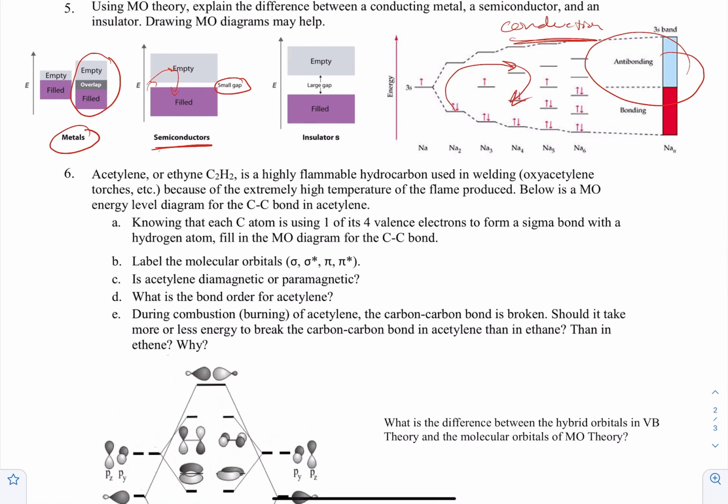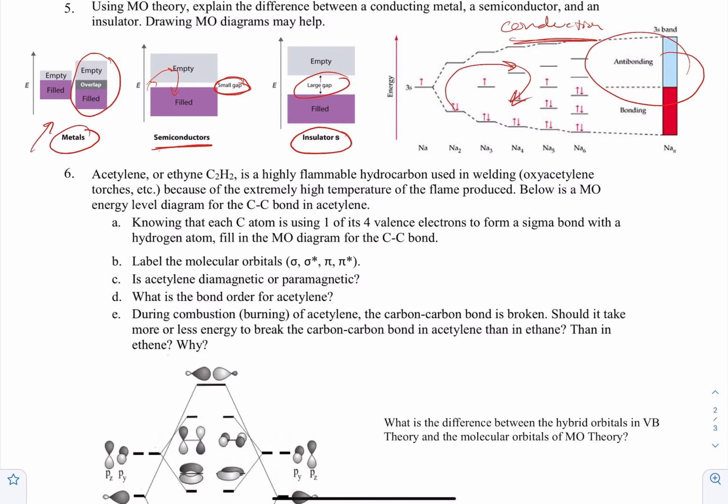In fact, our phones are dependent on semiconductors. In fact, a lot of technology is dependent on semiconductors. They actually like having this particular thing, because if we just perfectly conducted everything, it actually wouldn't work as great as we'd like it to. So this would be a semiconductor. The bigger the gap, though, the more it turns into what we call an insulator.